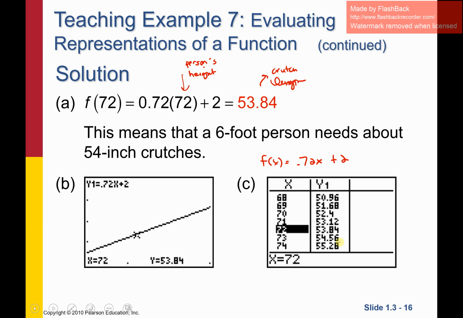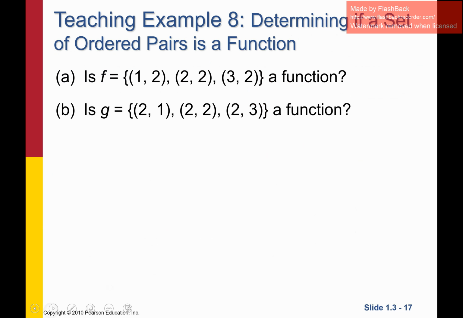And so the last part is the table, all right? And so notice they plugged in some values, and you can use your graph for that as well. All right, so determining if a set of ordered pairs is a function. So a function means that something is one to one. For every one domain, there is one range, okay? And you can also plot the points and determine that as well.